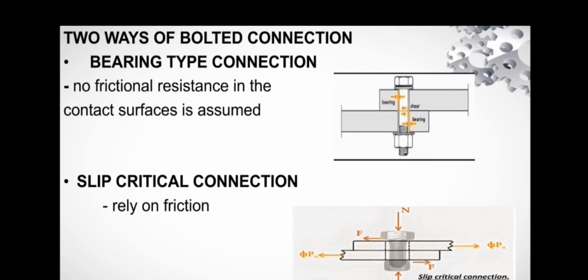So there are two ways of bolted connection. The first one is the bearing type connection and the second one is the slip critical connection. In bearing type connection, no frictional resistance in the contact surfaces is assumed. The second one is the slip critical connection, which relies on friction. When we say friction, it is the force resisting the relative motion between two surfaces in contact. Later on, I will give an example of these two ways of bolted connections.